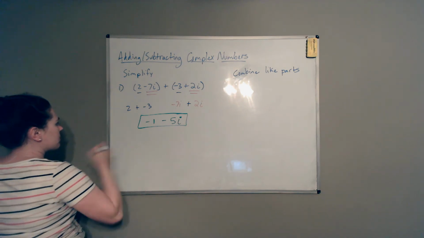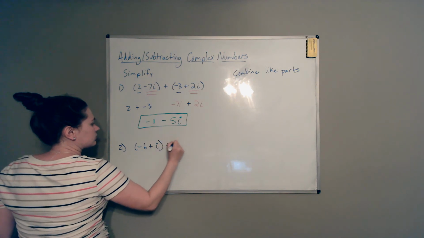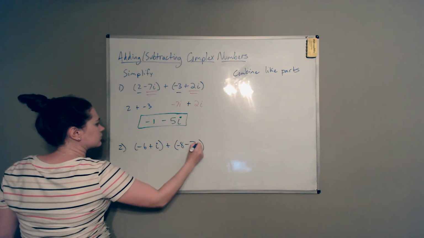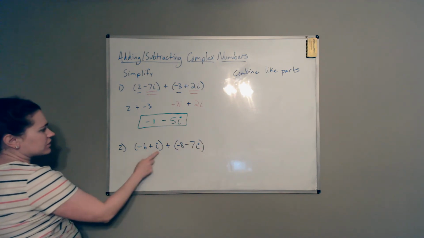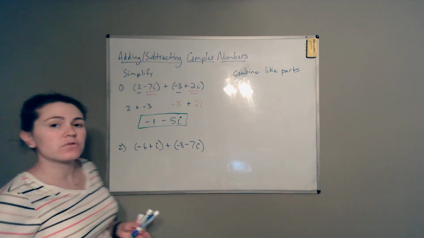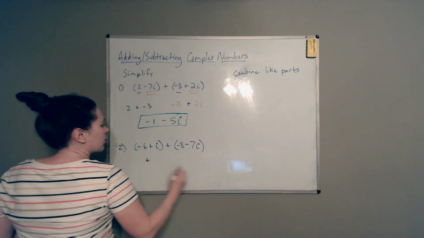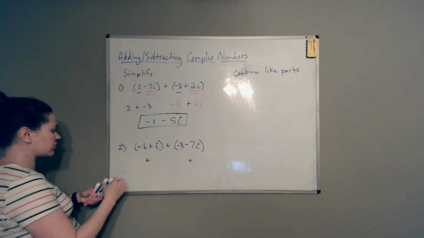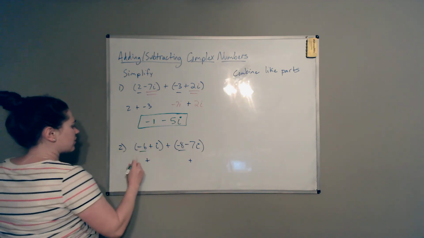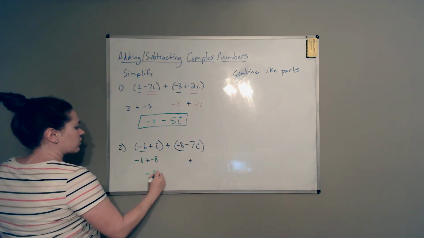So let's do another. Negative 6 plus i plus negative 8 minus 7i. So what operation are you doing between the two complex numbers? You're adding them. So that means we're going to add together the real parts and we're going to add together the imaginary parts. So the real parts, negative 6 and negative 8. We're going to add together negative 6 plus negative 8. Okay, that's going to give us negative 14.